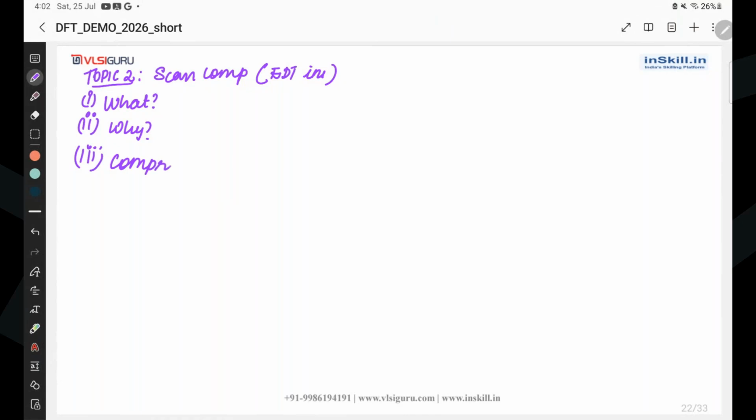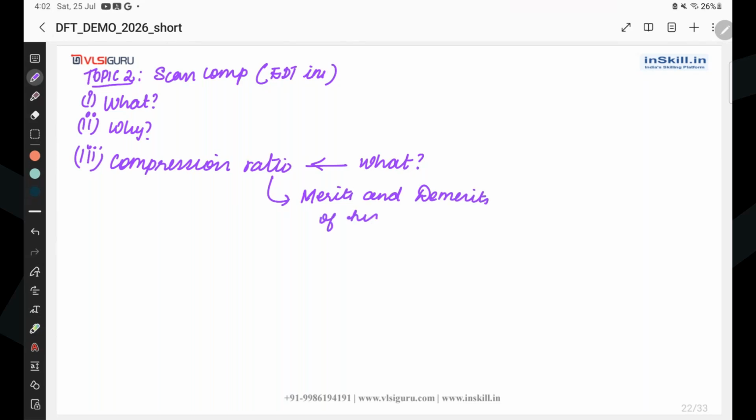So compression ratio, we will be understanding what is compression ratio. What is this quantity, compression ratio, we'll understand. And we will also be able to understand the merits and demerits of high and low compression ratio. So all these things we will be able to understand.